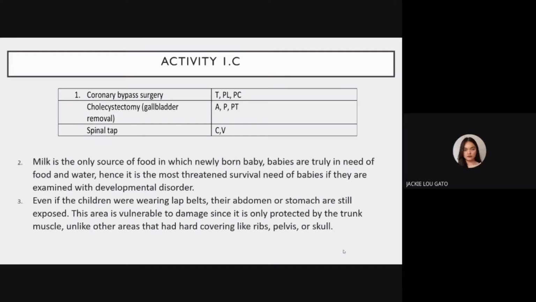For the last, which is the spinal tap, it is also called lumbar puncture or LP. It is used to remove a sample of cerebrospinal fluid or CSF from the subarachnoid space in the spine. Our answer for that is C, cranial, and V, vertebral.